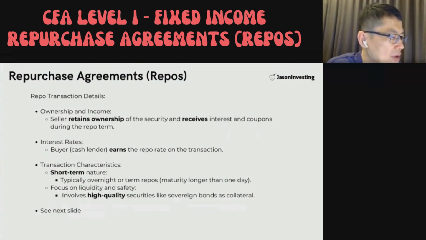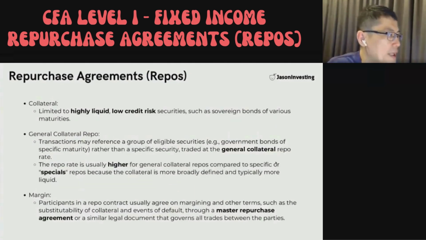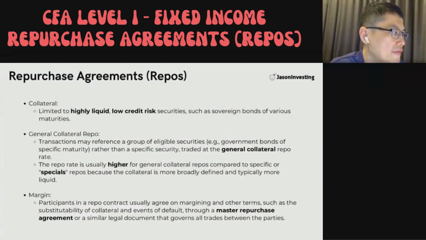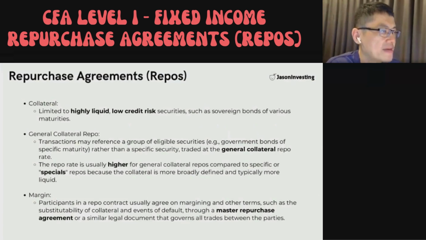The focus is on liquidity because it is short-term, and because it involves high-quality securities, essentially very safe. The collateral is limited to highly liquid, low credit risk securities, such as sovereign bonds of various maturities. In the earlier example, we see the US Treasury is one such example, and in that example it is a 5-year maturity. But the security can be of any maturity.